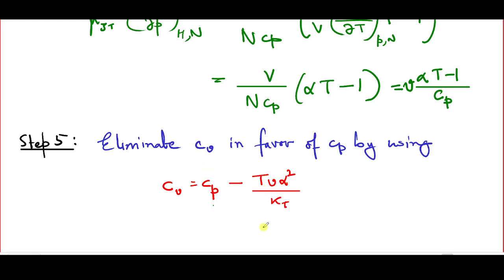So this would actually convert any expression which has a cv and maybe also cp, alpha and kappa t into an expression which has only cp, alpha and kappa t. Now this final step may sometimes be carried out, sometimes you may not bother to do it, but if you insist on writing everything in terms of these three parameters, cp, alpha and kappa t, then this step has to be carried out.